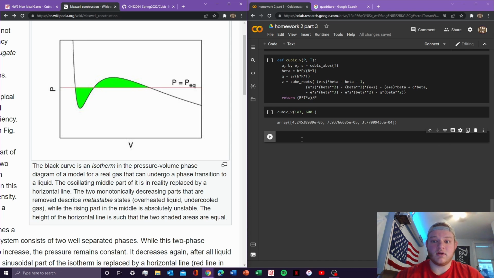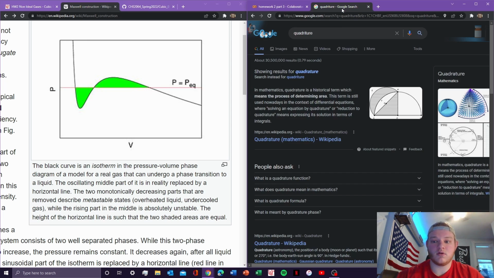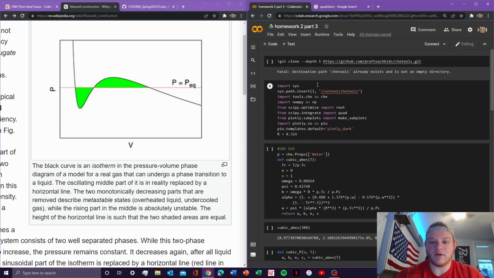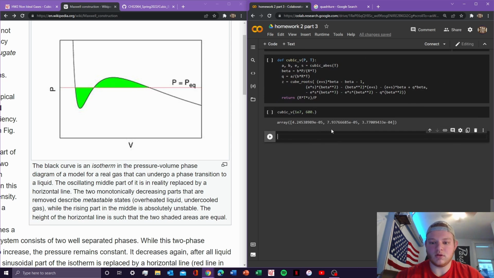One way we can integrate is using the quadrature process, which is basically an integral way of determining area, which is exactly what we need. And we can actually do quadrature in Python. All we have to do is import from SciPy integrate, import quadrature. So let's do that.